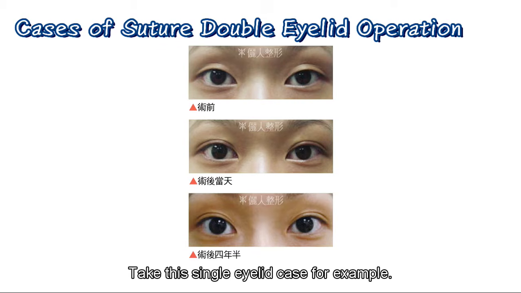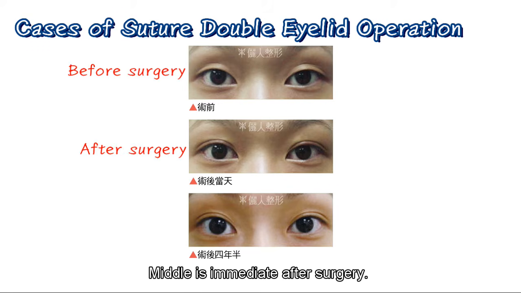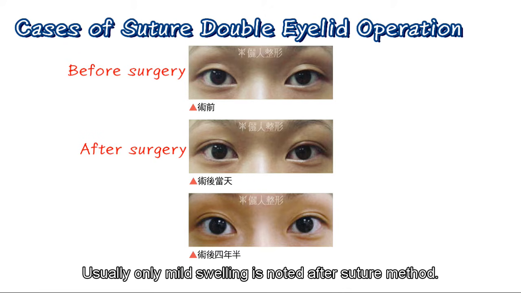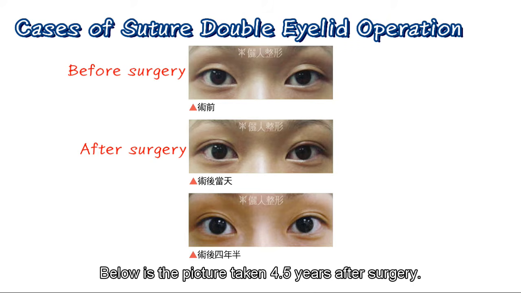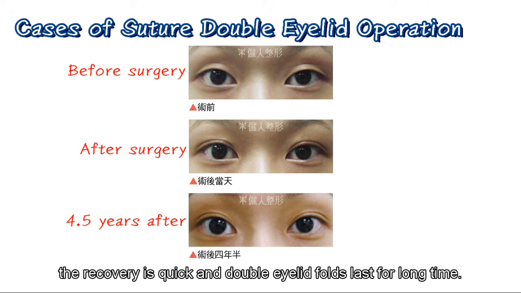Take this single eyelid case for example. Above is before surgery. Middle is immediately after surgery. Usually only mild swelling is noted after suture method. Below is the picture taken 4.5 years after surgery. For people with thin eyelids, the recovery is quick and the double eyelid fold lasts for a long time.